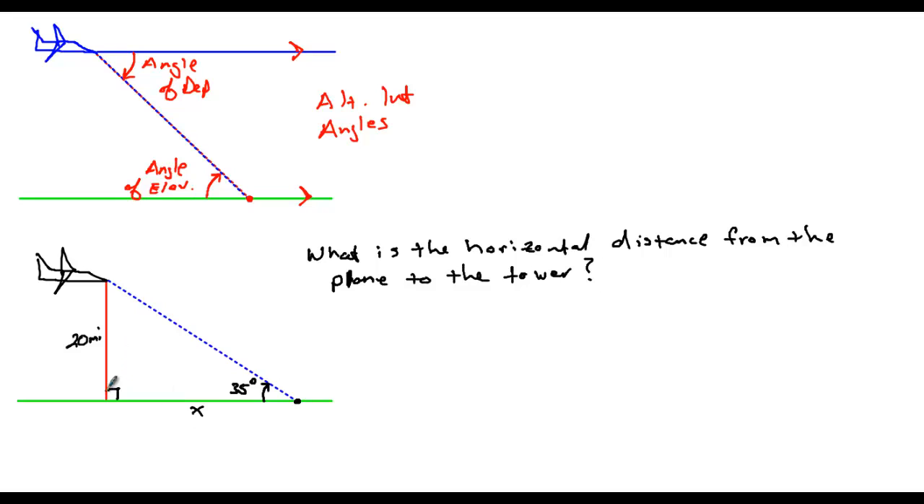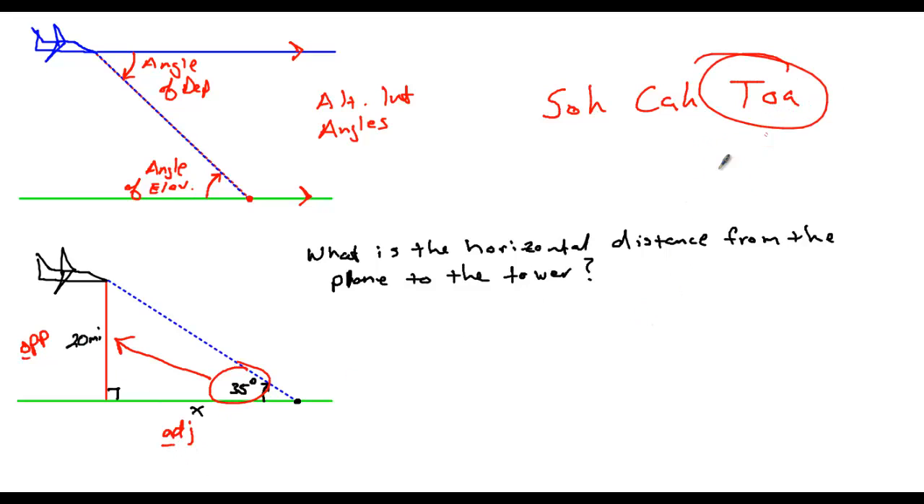Well, when we look at this right triangle, we see that we have a 35-degree angle here. We have a 20 that is opposite, and we have an x that is adjacent. So if we remember from SOHCAHTOA, we need the opposite and adjacent, so that's T for tangent. So we're going to write tangent 35 equals opposite over adjacent. Now you should be pretty good at these by now, so we want to get rid of that x on the bottom.